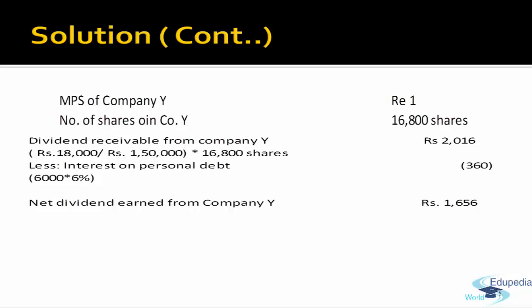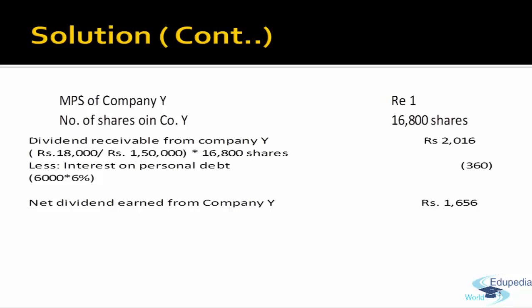Company Y has a total income of 18,000, divided by 1,50,000, multiplied by the holding of 16,800, right? This is his share over the total earnings, which is 2,116. Less, he has also taken a debt, 6% debt of 6,000 rupees, which is 360. So the net income that he has earned by investing in company Y is rupees 1,656.